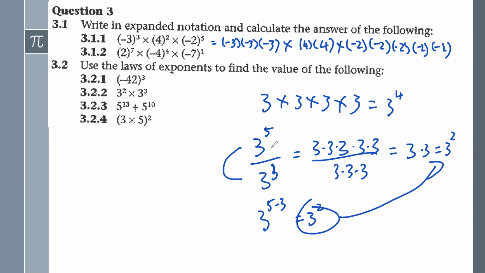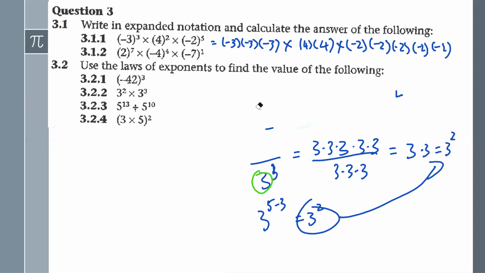So we established a very important law here that is called the quotient law, because you are dividing. It says when you are dividing the same bases, this is base 3, that's base 3, just subtract the exponents. That's what it says.